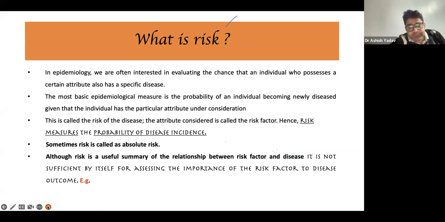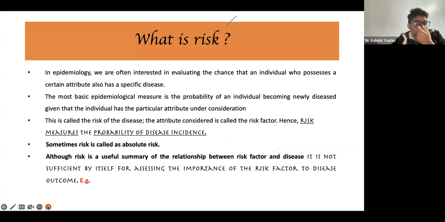So what is risk? Risk measures the probability of disease incidence. Sometimes risk is called absolute risk. Although risk is a useful summary of the relationship between risk and disease, it is not sufficient by itself for assessing the importance of a risk factor to the disease outcome.